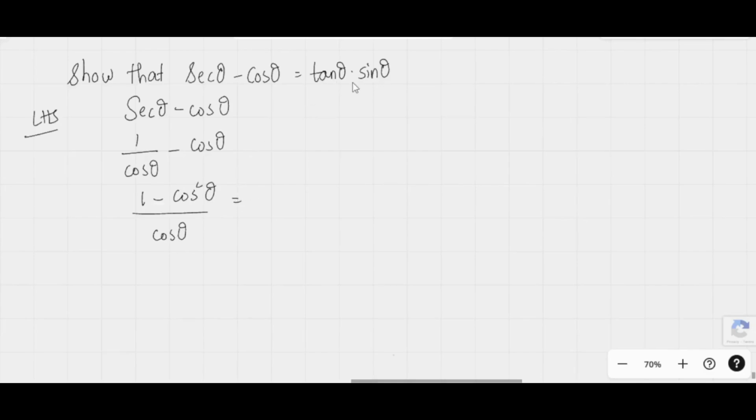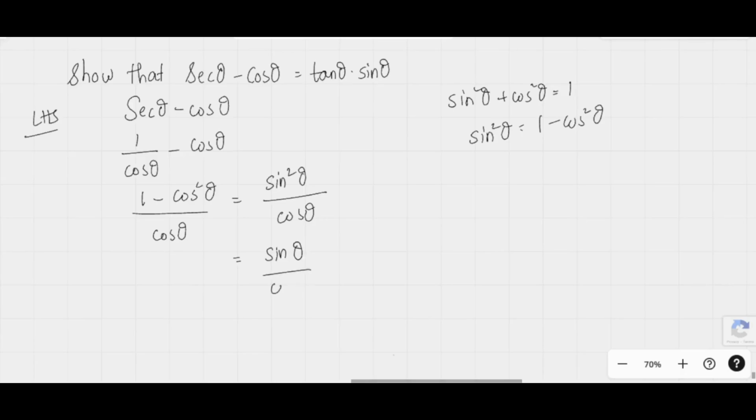1 minus cos square is what? From our identity, sin square theta plus cos square theta is equal to 1, so sin square theta will be equal to 1 minus cos square theta. Hence I can write 1 minus cos square as sin square theta by cos theta. So I am writing it separately as sin theta by cos theta into another sin theta. What is sin by cos? Tan. Tan theta into sin theta, and hence it is proved.